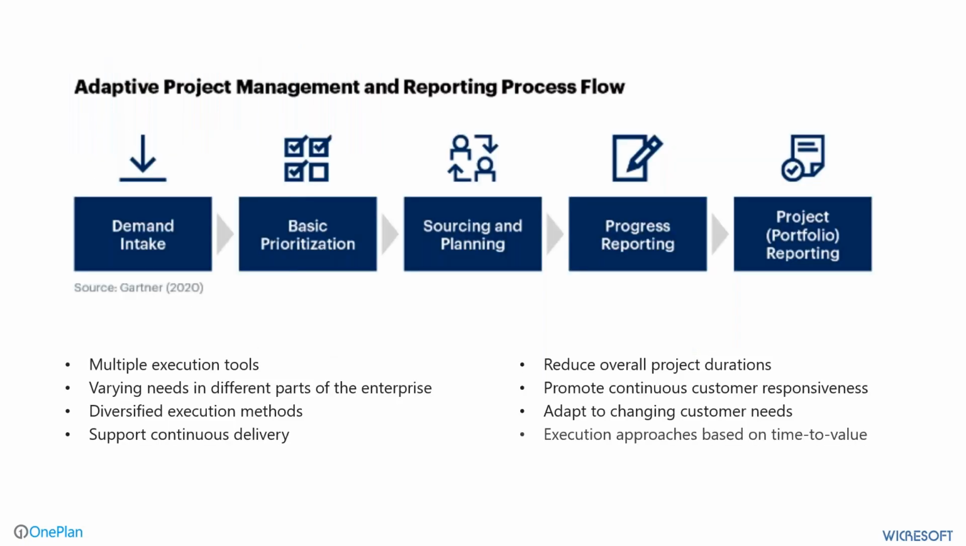So the way the Gartner Group sees the adaptive project management and reporting process flow, not unlike what we'd seen in traditional PPM, is that there's demand and intake, that we have to do some basic prioritization and selection of projects and timing of those. We've got to source the resources and plan the execution of those projects. And we have to report progress through the execution of those projects. And we have to do portfolio reporting and analysis as we go through that.